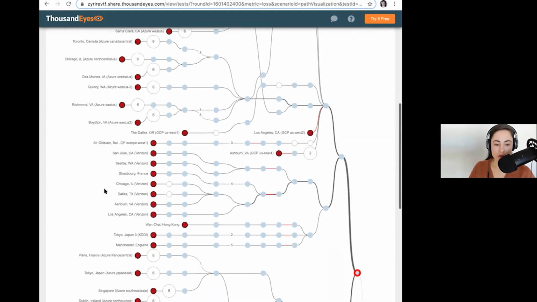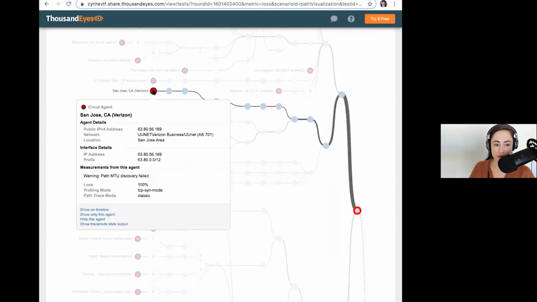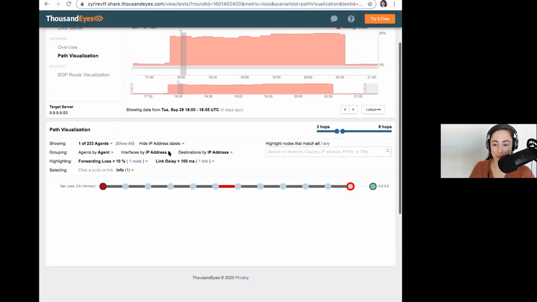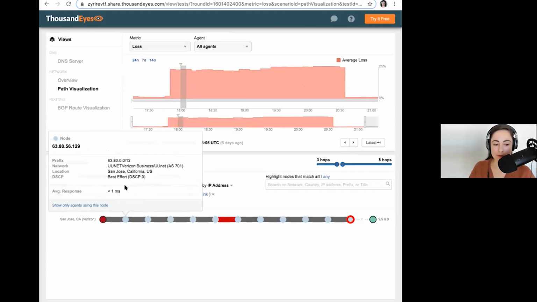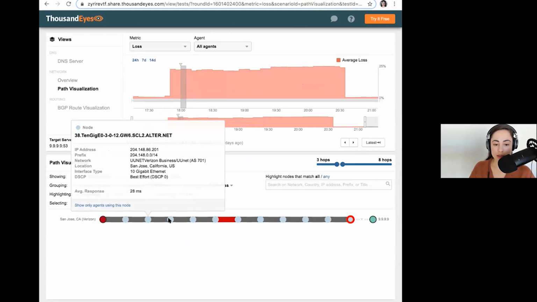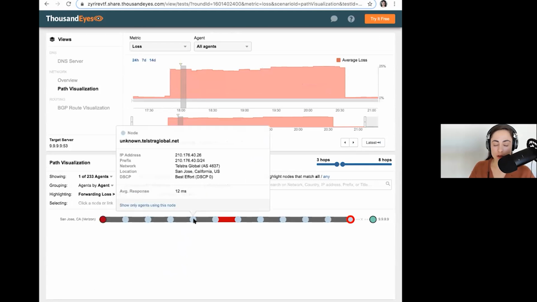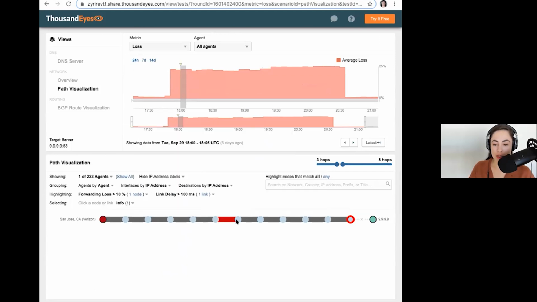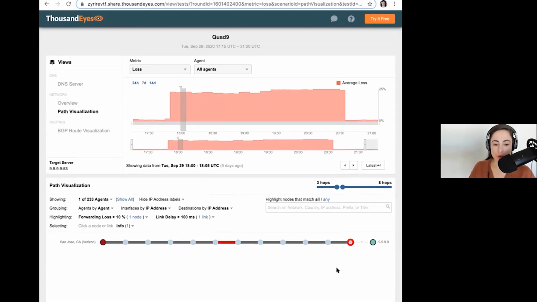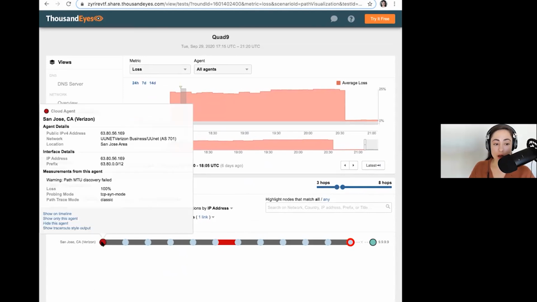And if we just zero in on, let's go to San Jose connected to Verizon, we can see that traffic is going from Verizon to Telstra. So Telstra in San Jose, and then traffic gets redirected to Australia, and then eventually it gets black-holed, right? So all traffic gets dropped. And so we were seeing that for a number of different locations, but in particular, Verizon.